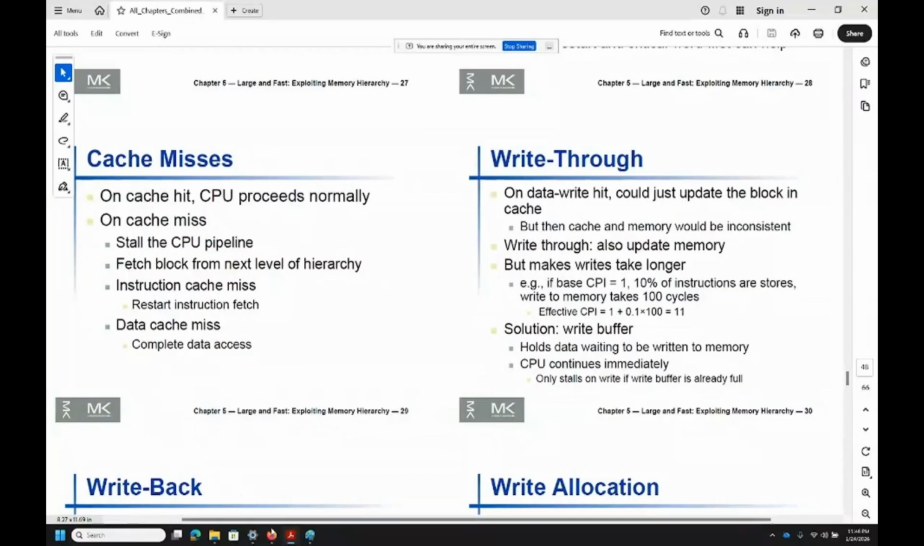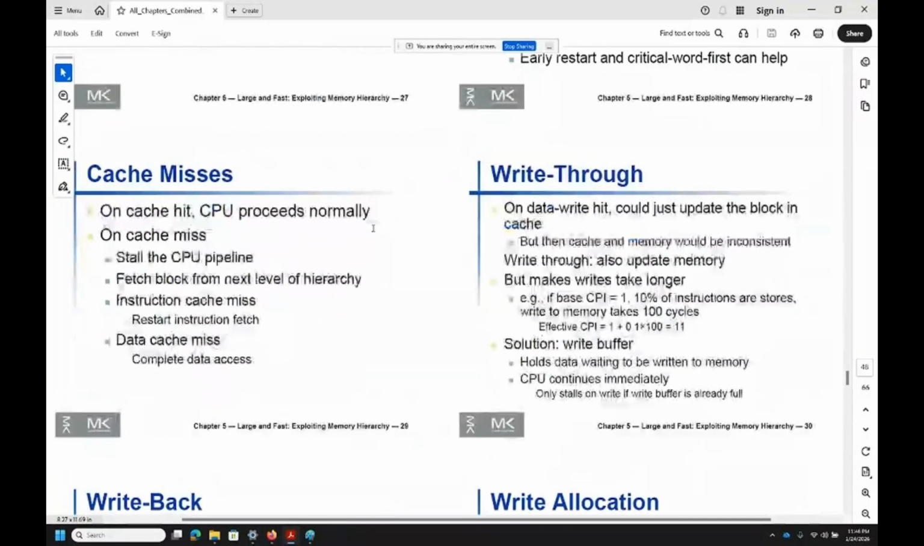Did anyone understand the problem? Yeah, during the write operation, whenever we are doing the write operation, we have to do two operations. Okay. But tell me one thing, if I'm always writing to main memory when I am writing to cache, won't my cache access be limited by the speed of main memory?